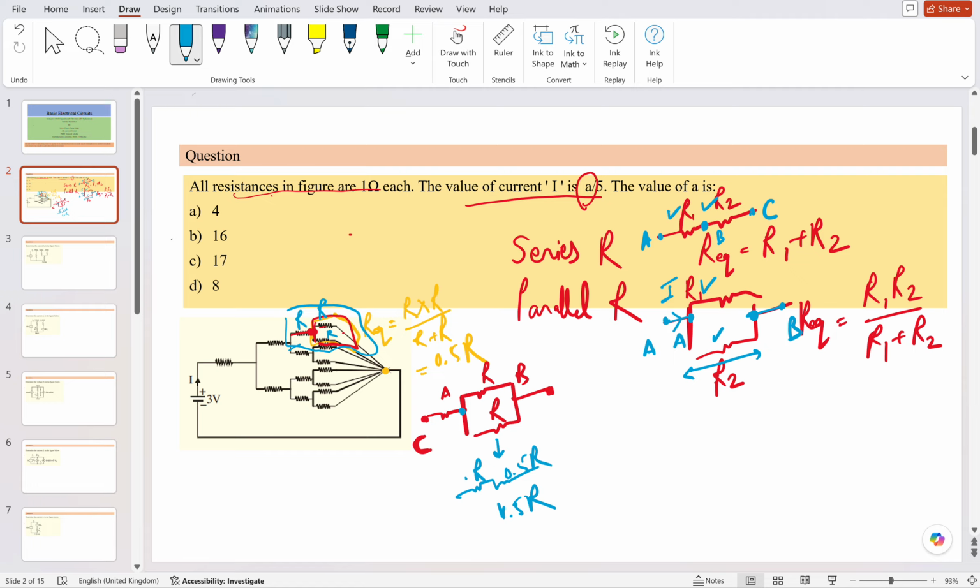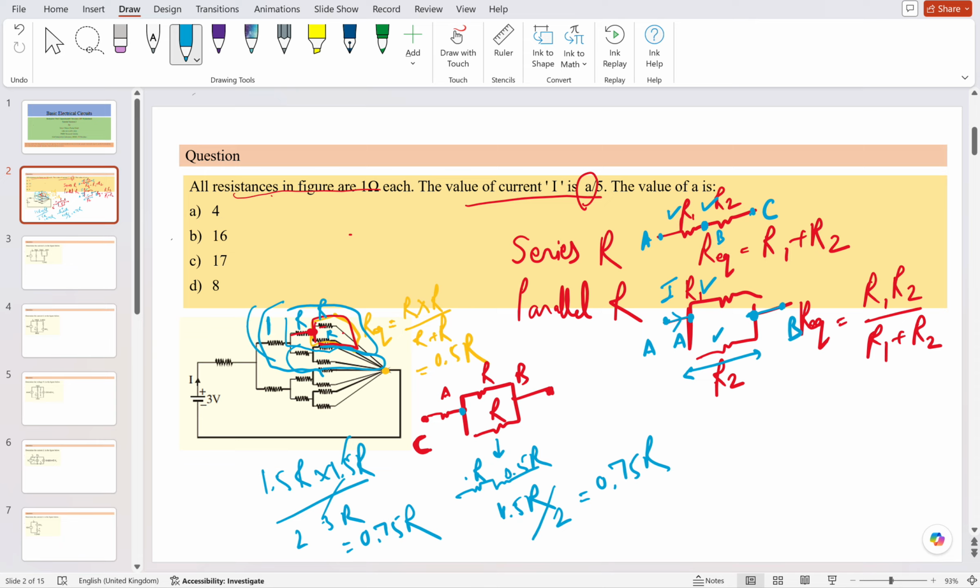But you see that the same thing is connected in parallel also. So 1.5 R and 1.5 R are connected in parallel, so that will be divided by 2 only. It will become 0.75 R. How have we calculated that? 1.5 R multiplied by 1.5 R divided by 3R. When you multiply, it becomes 2 and you find 0.75 R. So this whole circuit we have found, with the 1 here also, the whole will become 1.75 R.